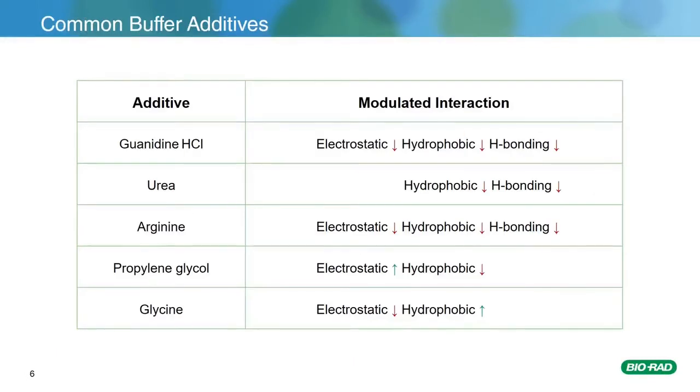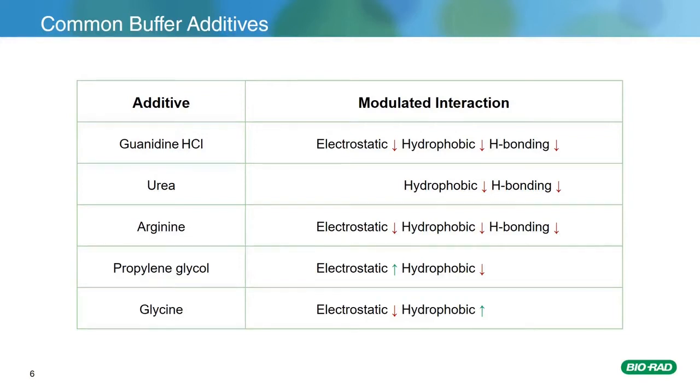This is a list of common buffer additives used in protein chromatography. Guanidine hydrochloride interacts with the amino acid side chains, and urea has been found associated with peptide bonds. Their effects are so strong that they might unfold proteins. These chemicals are often used for stripping the strongly bound proteins during column regeneration.